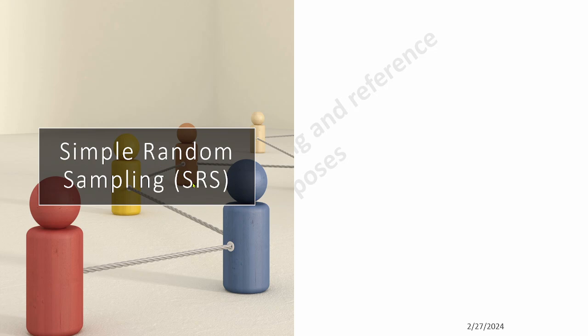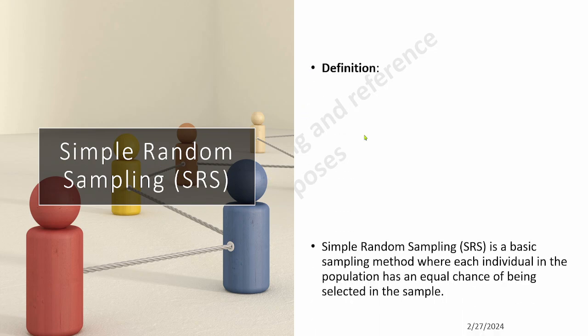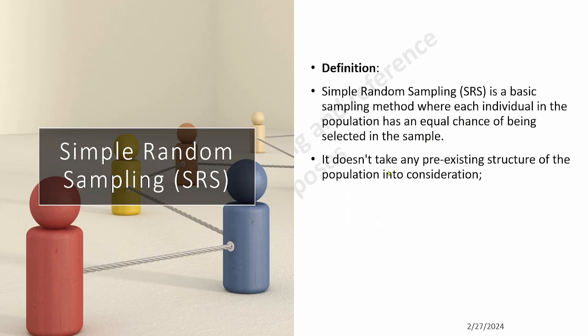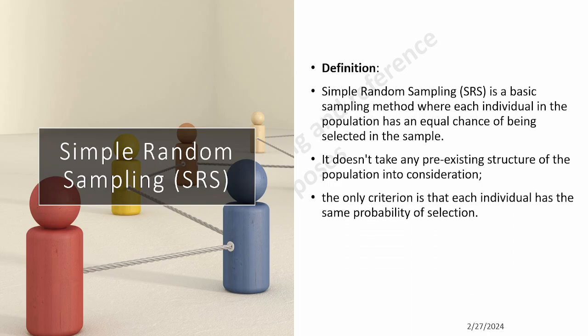Simple random sampling is quite an easy technique. It's a basic method where every individual has an equal chance, and it doesn't take any predefined rule or structure of the population into consideration. The only criterion that we use here is that each individual has the same probability of being picked.